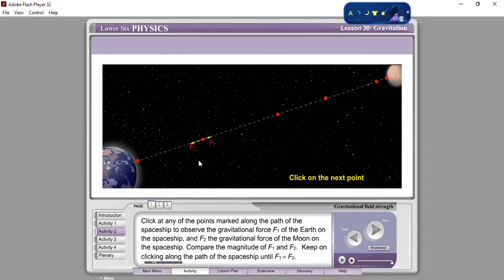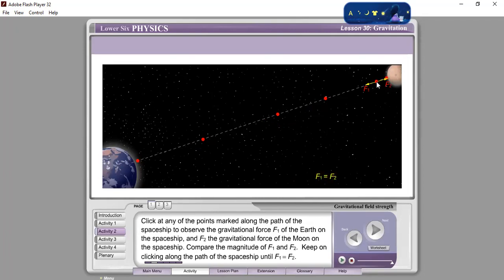How about the second dot? The magnitude of F2 increased, but F1 reduced a bit, right? At the third point, is there any difference between F1 and F2? Yes, F1 is slightly greater than F2. And next, is it equilibrium? Almost, but actually F2 is slightly shorter than F1. At this point, yes, F1 is equal to F2.